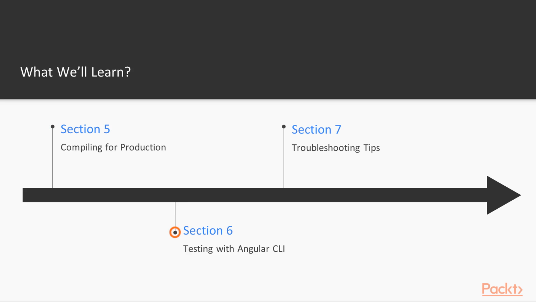Next, we're going to learn about how Angular CLI helps us generate and then run unit and end-to-end tests, how testing works in Angular apps, and how to keep our code under control by paying attention to code metrics. And finally, in section 7, we're going to go through common recurrent issues that pop up when working with Angular CLI, like compilation issues, networking, and dependency issues, as well as how to debug your Angular apps.